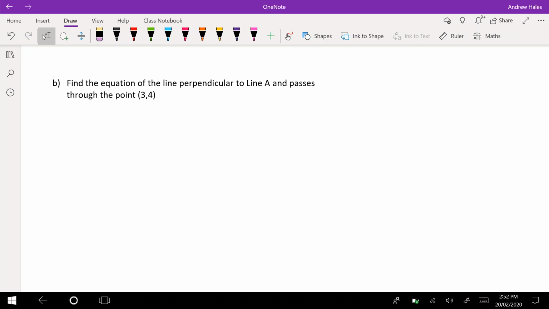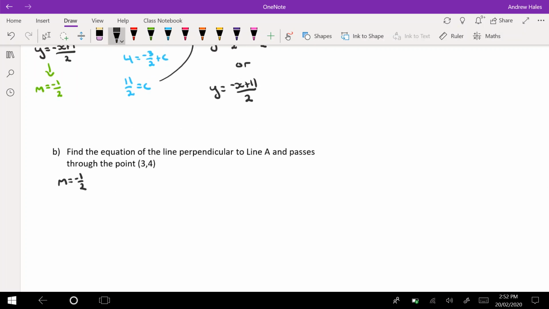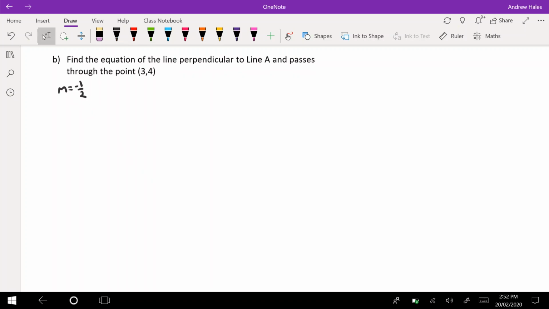Find the equation of the line that is perpendicular to A and passes through the point 3, negative 4. Well, we know the gradient is equal to negative 1/2. We just figured that out from the question above. Well, if two gradients are perpendicular, then they should multiply to give me negative 1. So m1 times m2 should equal negative 1 if the lines are perpendicular. That means that negative 1/2 times m equals negative 1. Well, by dividing both sides by negative 1/2, m2 is just equal to 2.